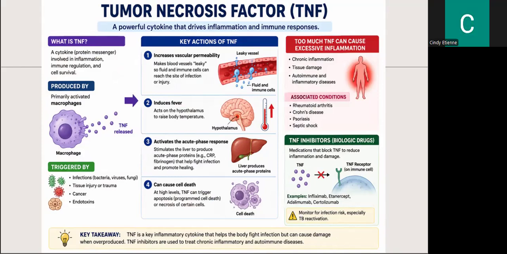While TNF is essential for fighting infections, too much TNF can damage healthy tissue. That's why diseases like rheumatoid arthritis, Crohn's disease, and psoriasis are often treated with tumor necrosis factor inhibitors, which reduce excessive inflammation while preserving as much normal immune function as possible.